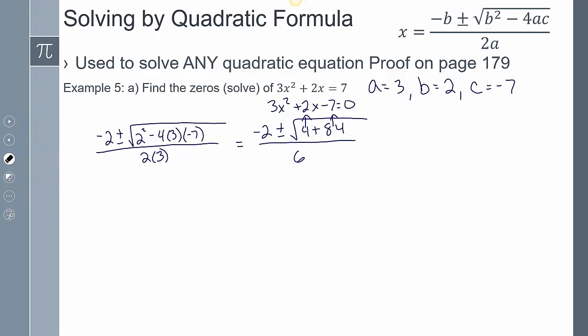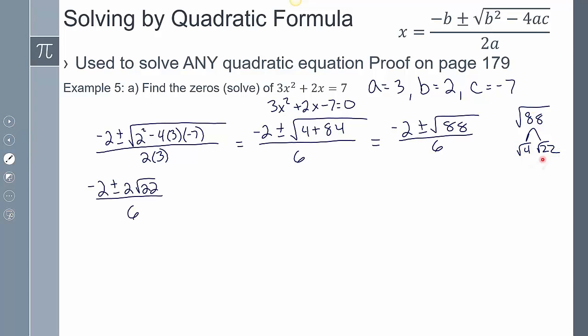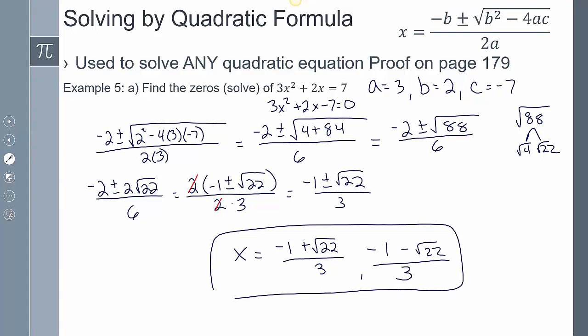So to simplify this, I multiplied negative 4 times 3 times negative 7. That gives me the 84. Now I can add those together and I get the square root of 88. Now I've got to simplify the square root of 88. That turns into the square root of 4 and the square root of 22, which is the same as 2 root 22. And now that there's a 2 in common with all three of these terms, I factored out the 2, so the 2's are going to cancel out. And so that's why there's no more 2 here, and so it's just going to be negative 1 plus or minus root 22 over 3, and you could break it apart if you wanted to.